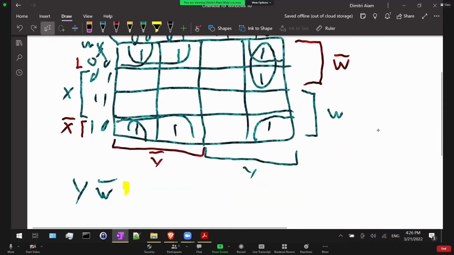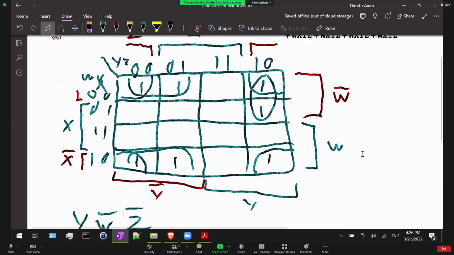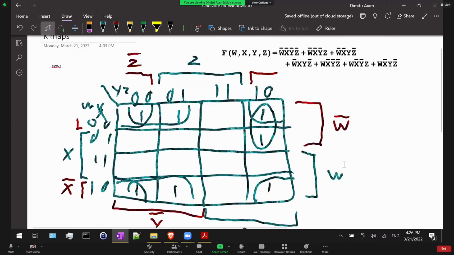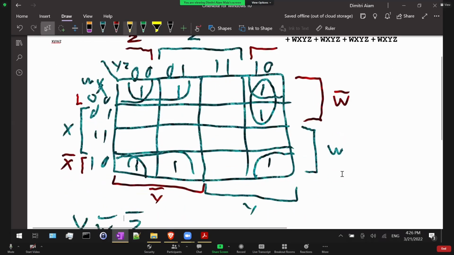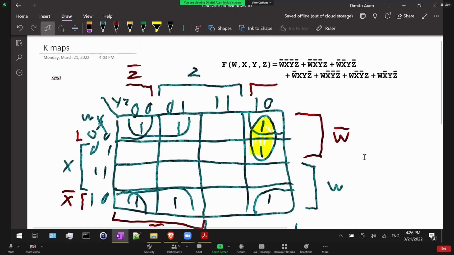Is it Z not or not Z? I never know. I don't know. Z not, not Z. It doesn't really make a difference. Doesn't make a difference, but Z not normally. All right. So we have Y, not W, and not Z. So this group is represented by this over here. Okay.